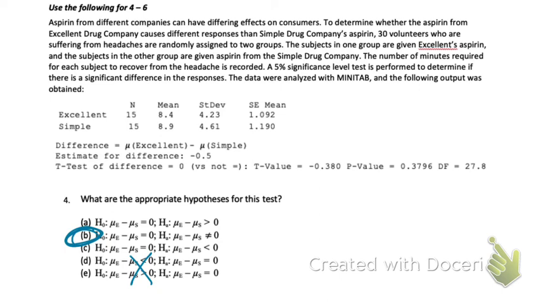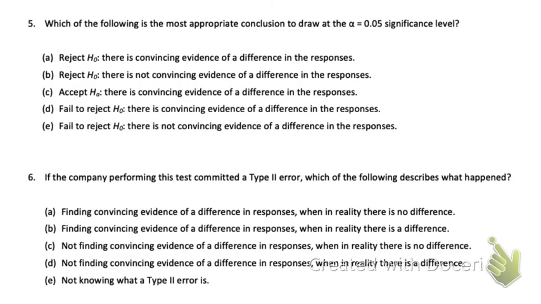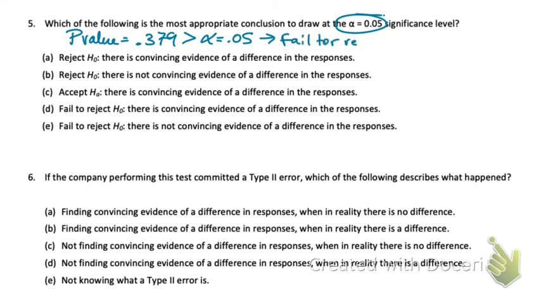All right. Number 5, which of the following is the most appropriate conclusion to draw? All right, so it tells us the p-value. And the p-value was what? 0.379. And how is that related to this alpha of 0.05? It's larger. That is greater than the alpha of 0.05. So what would I do? I would fail to reject the null hypothesis. So I can also automatically mark off A, B, and C.